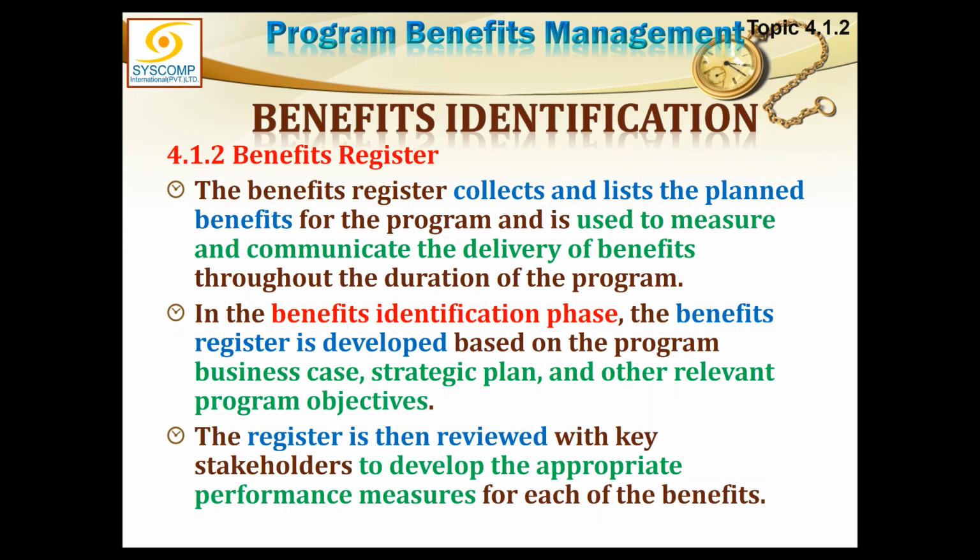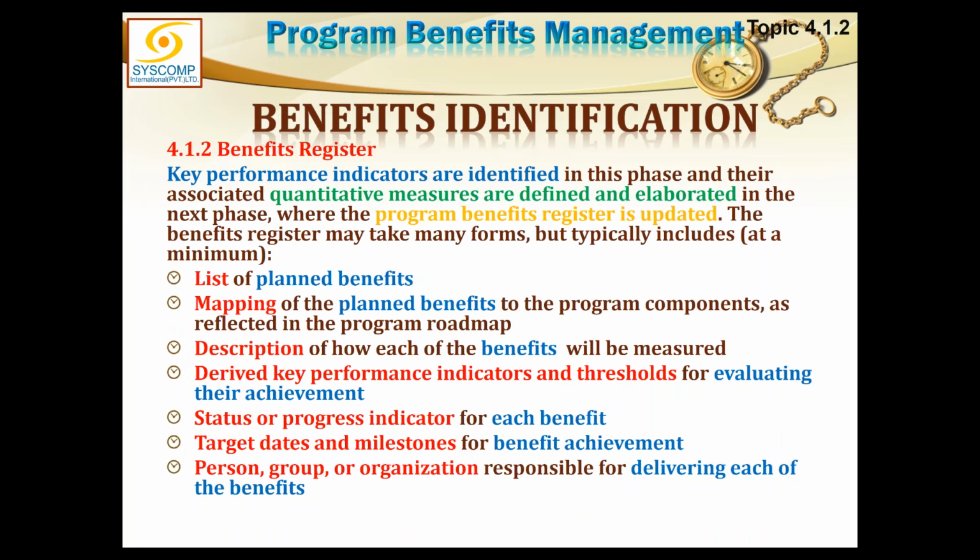If it is measurable, then it is very easy for me throughout the life cycle of the program to know every time what is actually happening and what the status is, which benefits I have lagged behind on, and which benefits cannot be achieved. If they cannot be achieved, then probably there should be some change request. Key performance indicators are identified in this phase, and their associated quantitative measures are defined and elaborated in the next phase, where the program benefit register is updated. The benefit register may take many forms, but typically includes some of these headings given here.